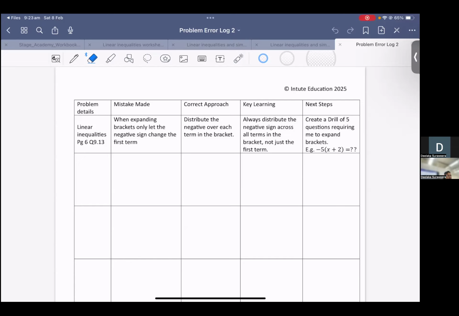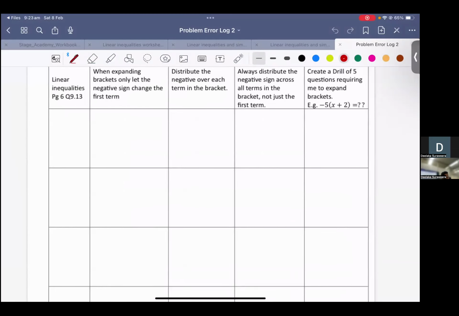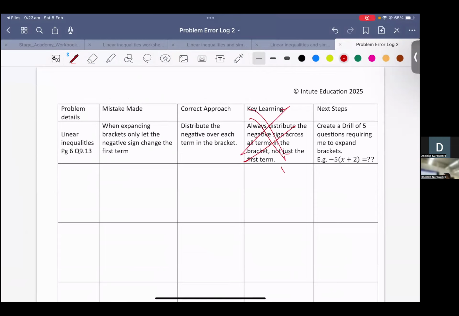First thing about this is identifying the mistake, right? Then you write down the correct thing you should have done, which is to distribute the negative over every single term in the bracket, right? Actually, this might be useless, honestly. This is kind of useless. Ignore the key learning. I've thought about it. I need to get rid of that on the new template.